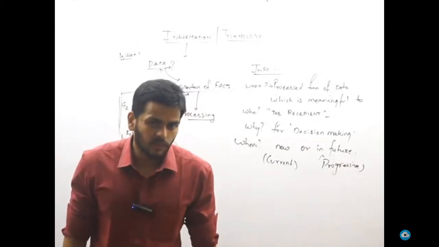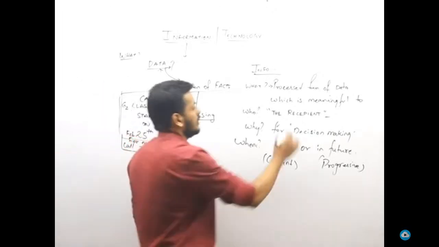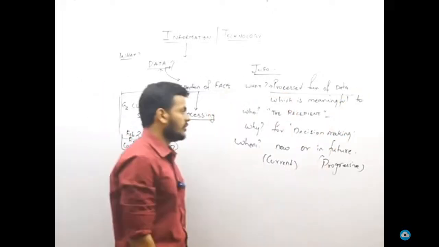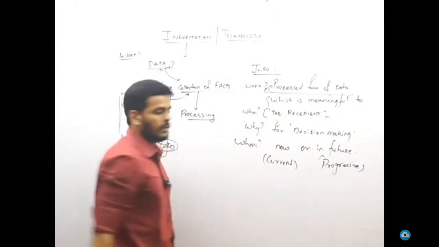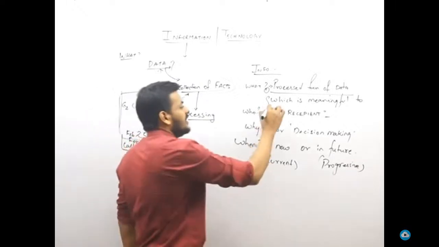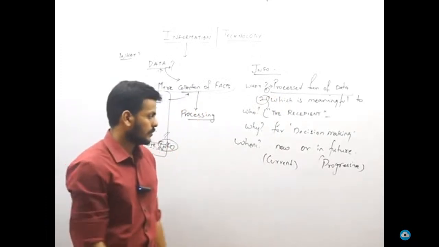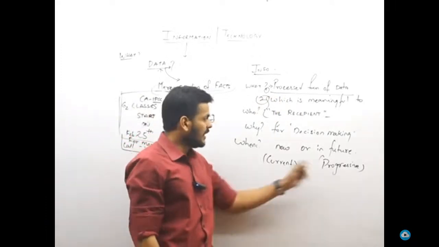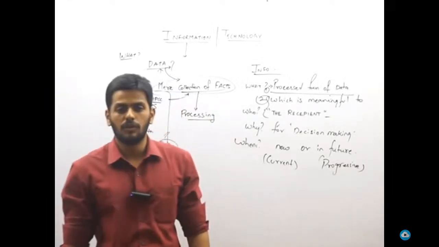What will you write? The first line is what? Information is processed form of data. All in first line. Information is processed form of data, that is line 1. Which is meaningful to the recipient, line number 2.